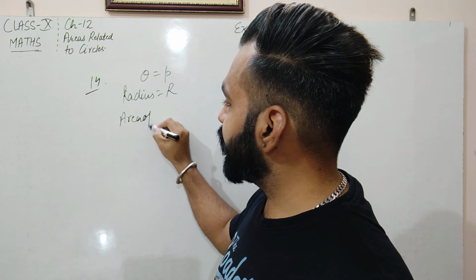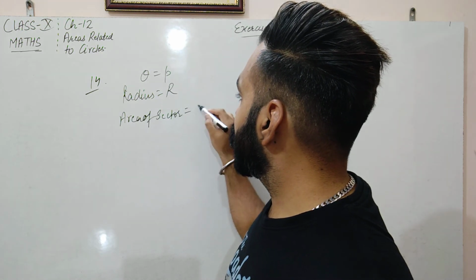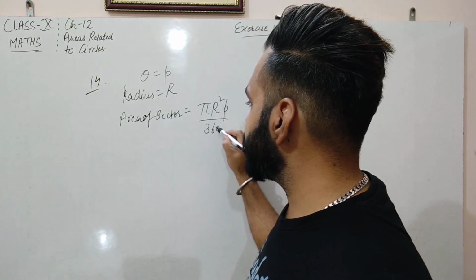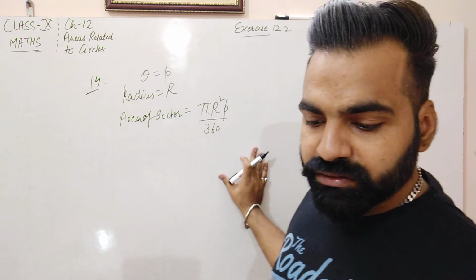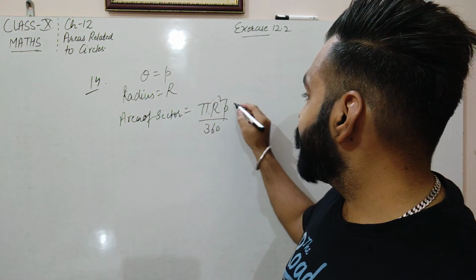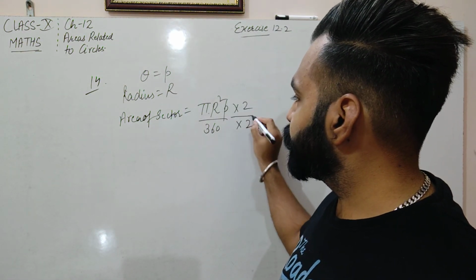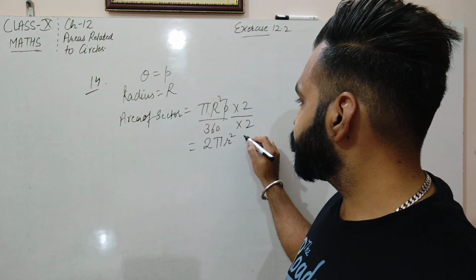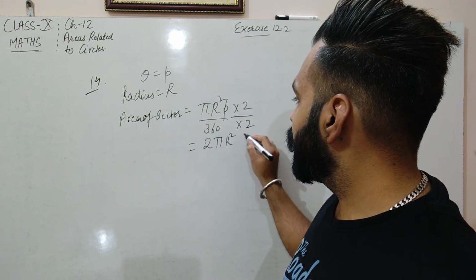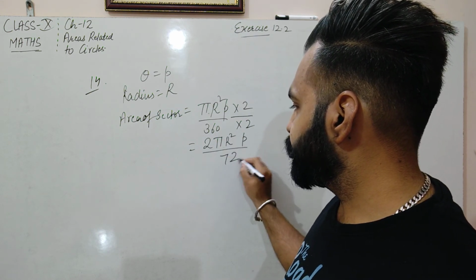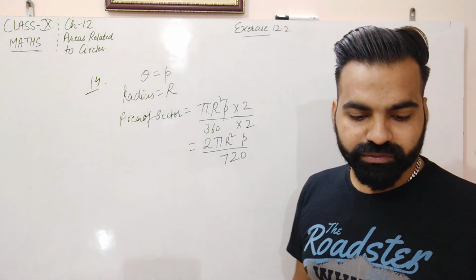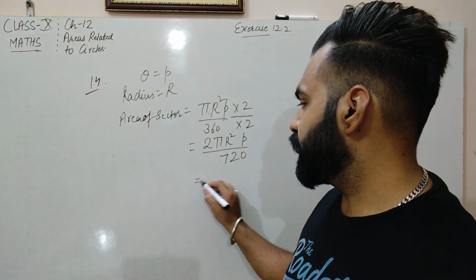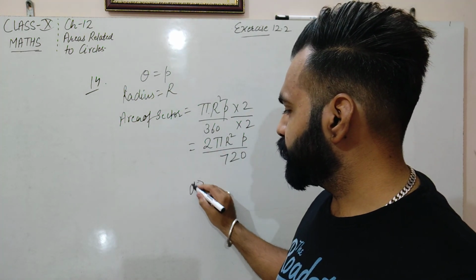So area of sector equals pi r square theta. Now theta is P divided by 360. But according to the options, if we multiply numerator and denominator by 2, this will be 2 pi capital R square P by 720. So if we compare the options, this is the option D, P by 720 into 2 pi r square. So answer is D option.